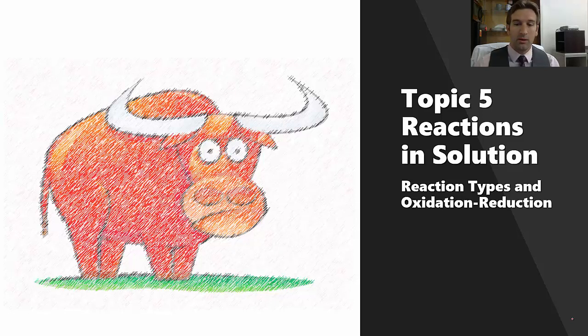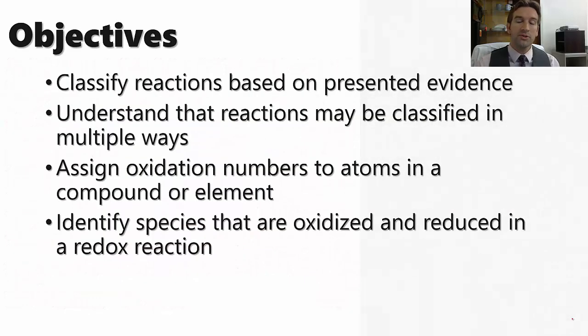So, getting started today. First off, it's important that we understand what the objectives are for the day. What we want to be able to do is classify reactions based on the evidence that we see when they're mixed. Also, we should be able to understand that reactions can be classified in more than one way. We'll be assigning oxidation numbers to atoms for any compound, element, or ion, and we should be able to identify which species in reactions are going to be oxidized and reduced.